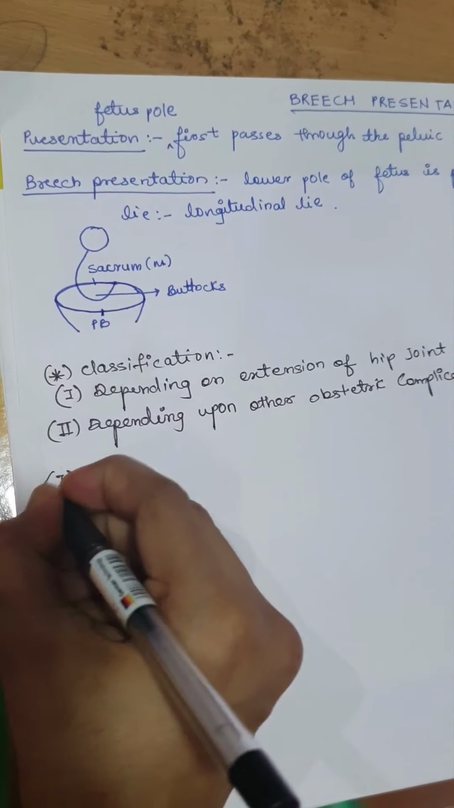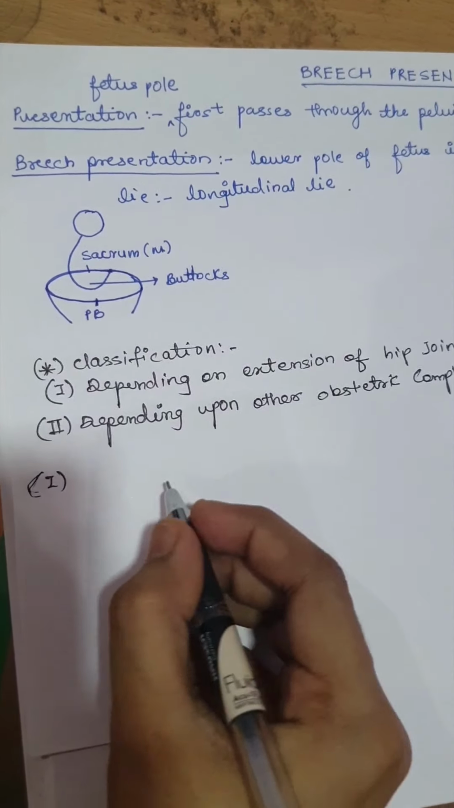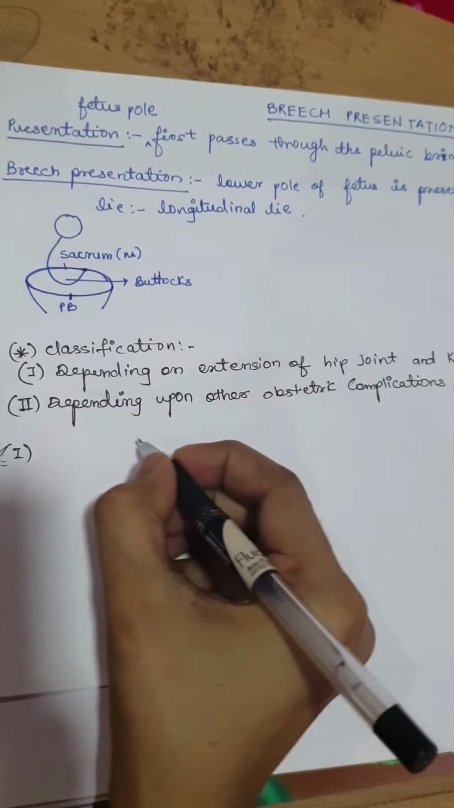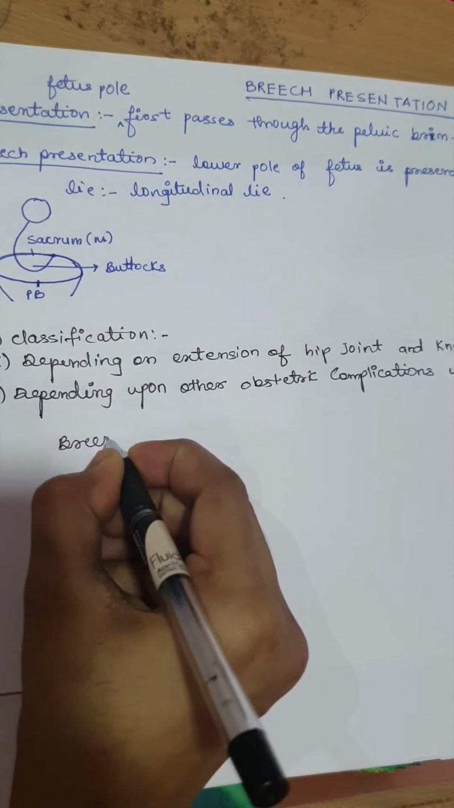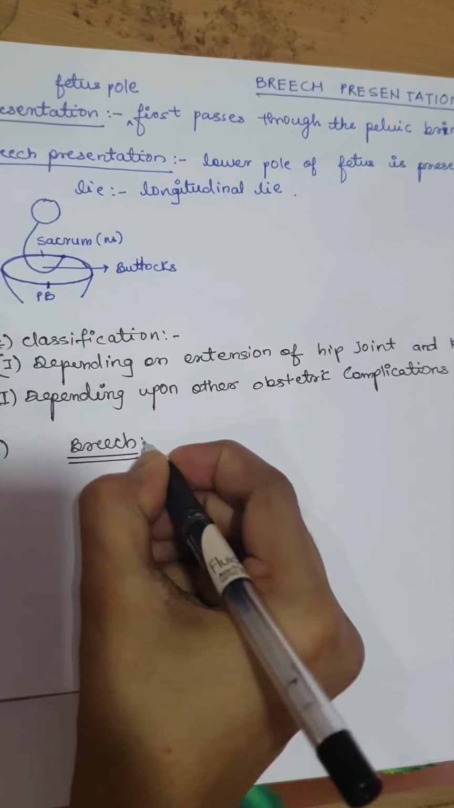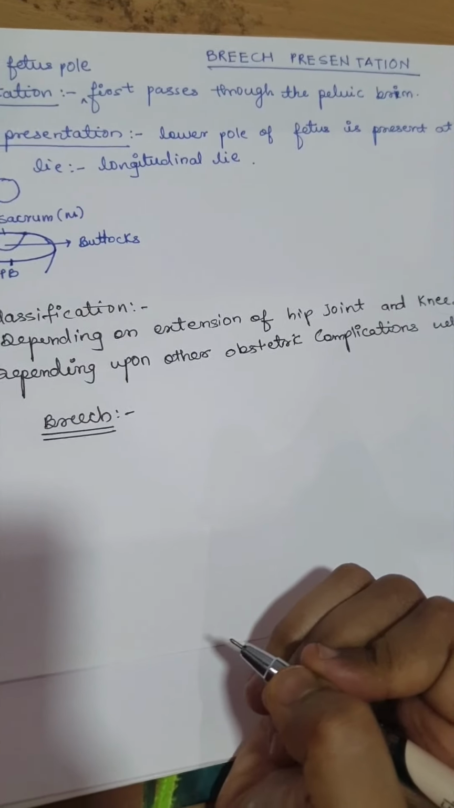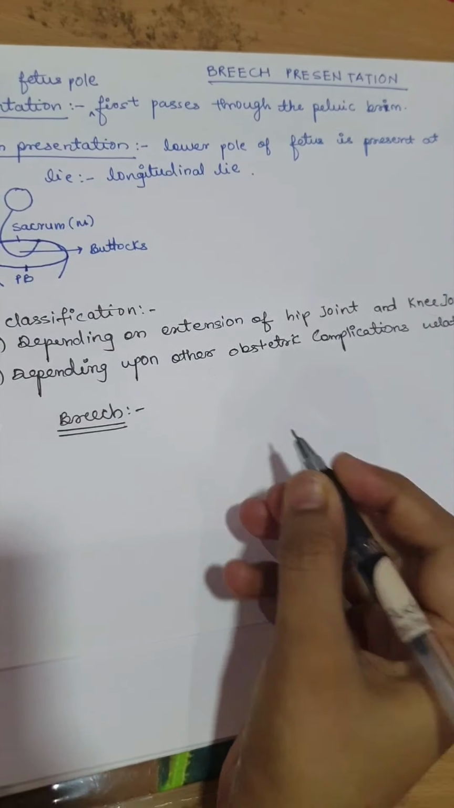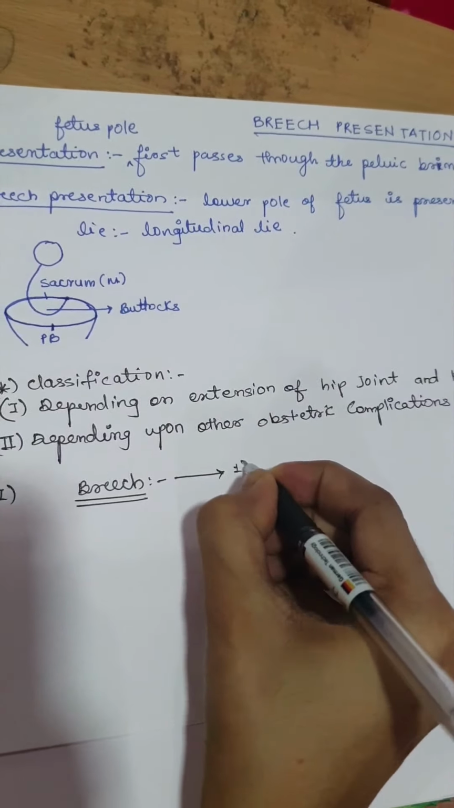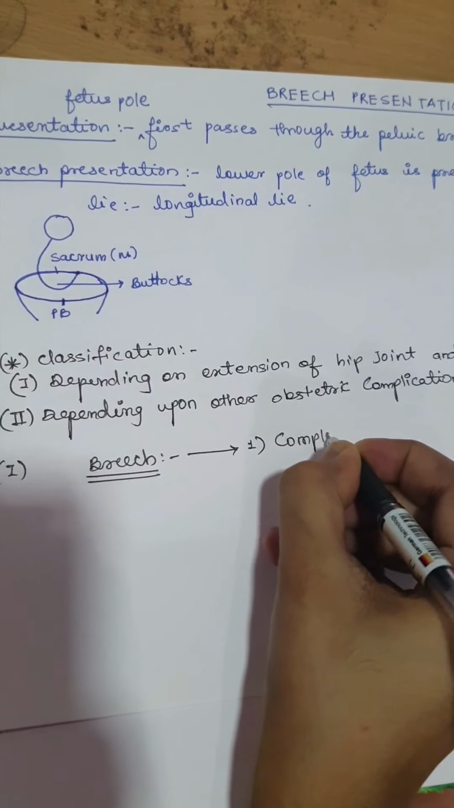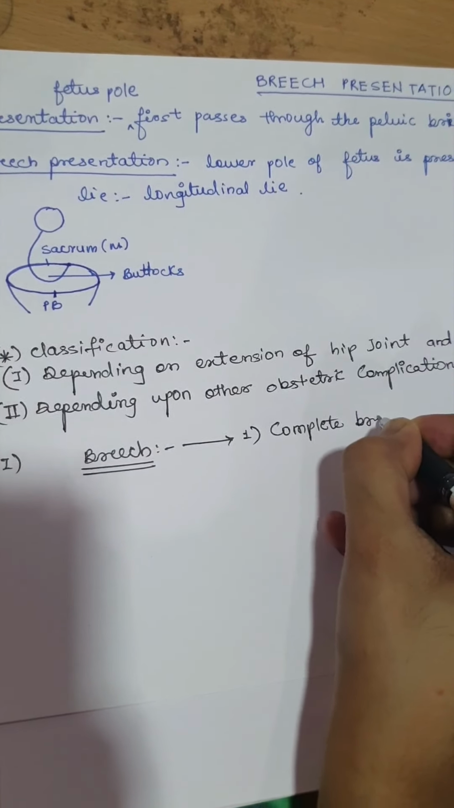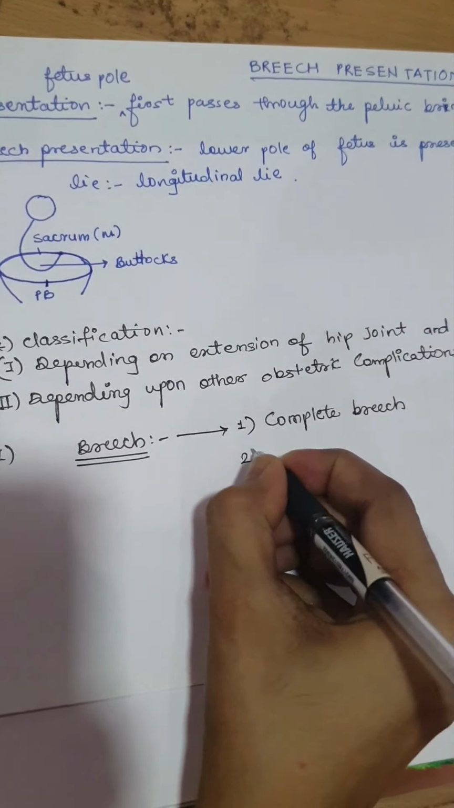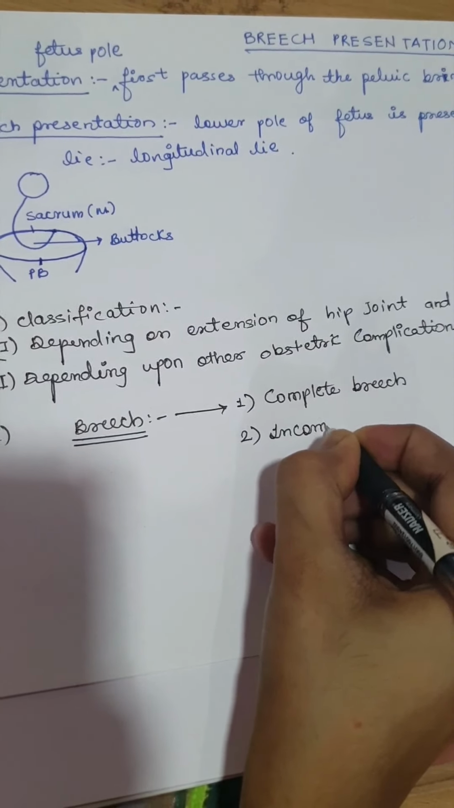Now we will see the first criterion. The breech presentation, depending upon the extension of the hip joint and knee joint, is classified into two types. The first one is complete breech, and the second one is incomplete breech.